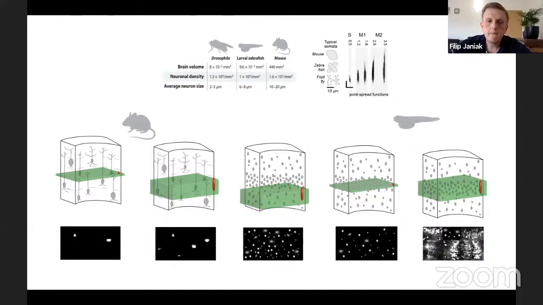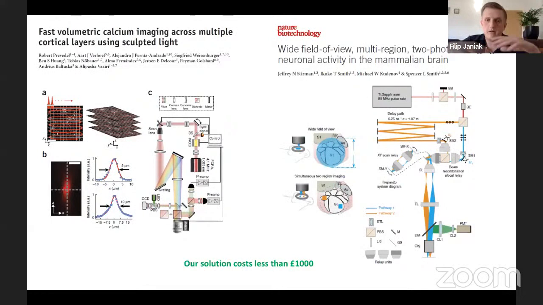Of course, people are working on this problem, on the tailoring of the PSF, so the excitation spot, and on increasing the size of the area which we can image, so the field of view. There are two great examples from two great labs, from Alipasha Vaziri and Spencer Smith. So yes, these solutions are great.